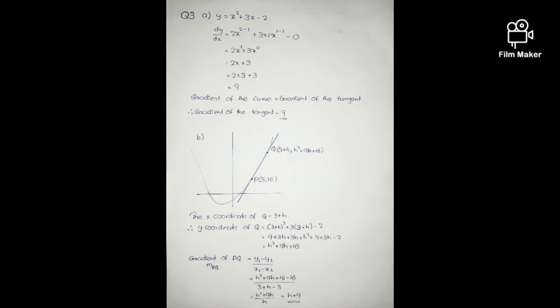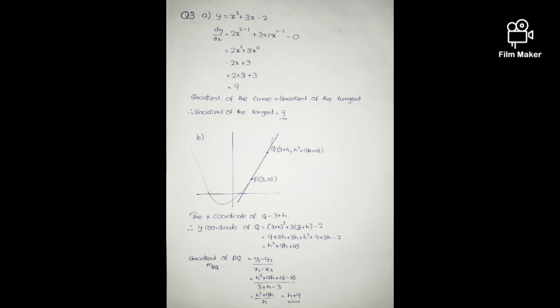Therefore, we can understand that dy by dx at the tangent point is 2x plus 3. And if you want to find the gradient of the curve, we need to substitute 3 because the x coordinate of P is 3. If you follow the steps, we find that the gradient of the curve at the tangent point P is 9. Therefore, the answer for question 3a is 9.